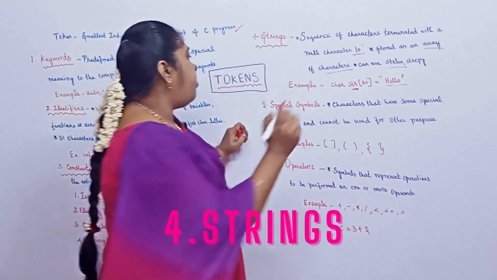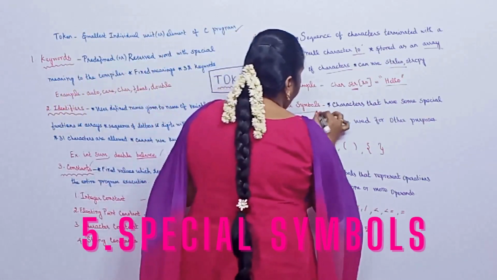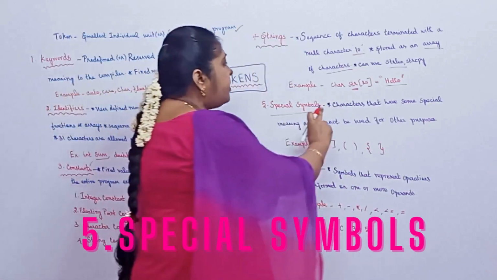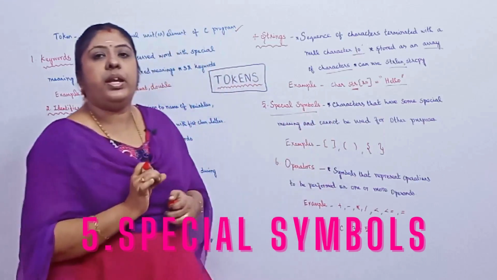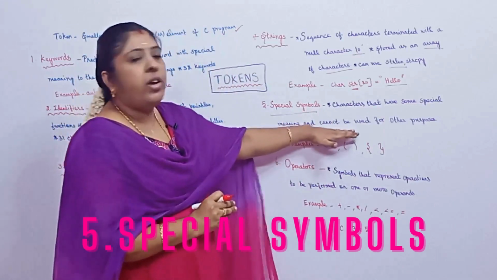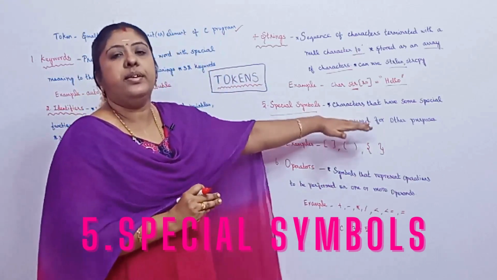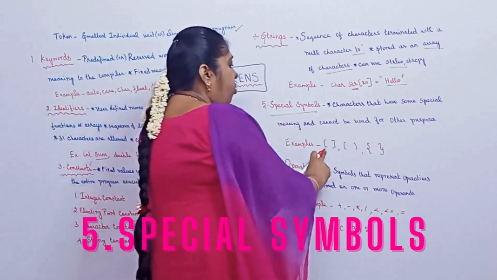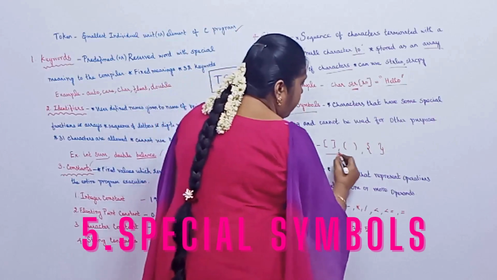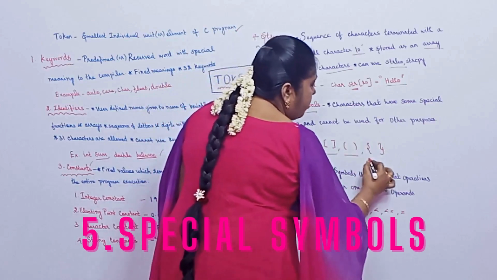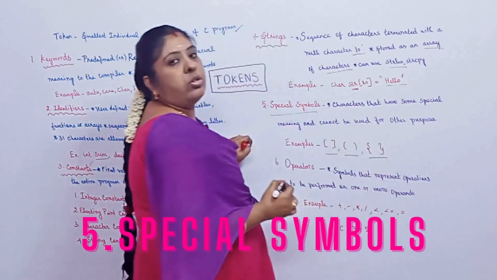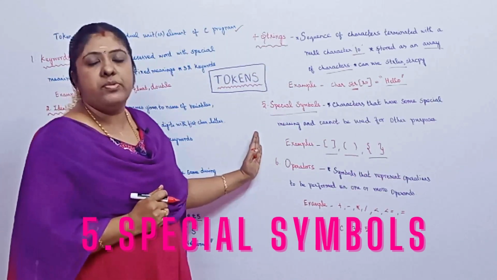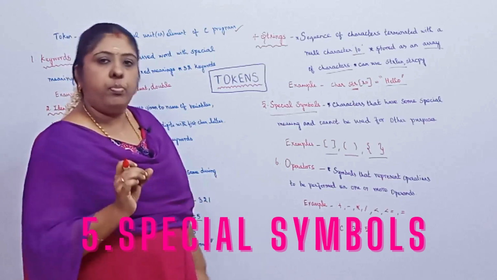And then the 5th type, next come the special symbols. These are characters that have some special meaning and cannot be used for any purpose other than in a C program. Examples are open and close brackets, open and close parentheses, open and close braces. These are some of the special symbols which are used in the C program.